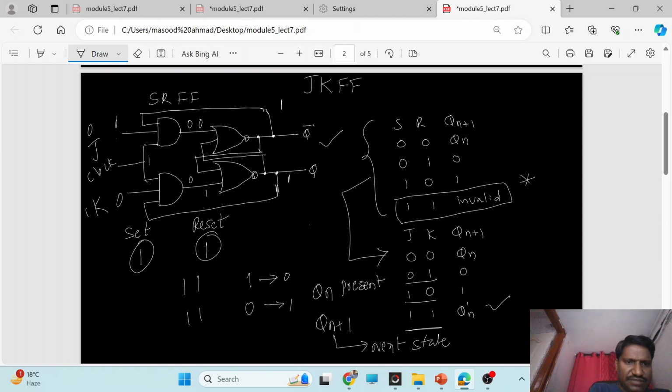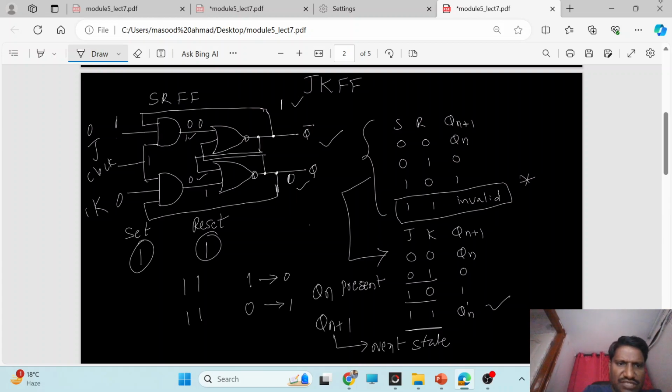You are going to get output as 1 here. When k is 0, the output you are going to get is 0. So right now, 1 is the output over here, 0 is the output over here. Now let us suppose the current value of q is 0. Current value of q is 0, q bar is 1.